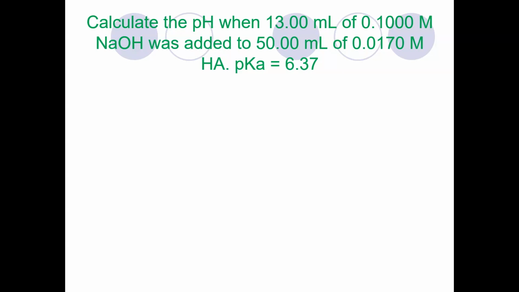We're going to start by identifying the chemicals, and then we'll go from there. I read the question. Sodium hydroxide is a strong base. HA is a weak acid. So I look at my chart. Strong base, weak acid. It says to write the balanced equation.